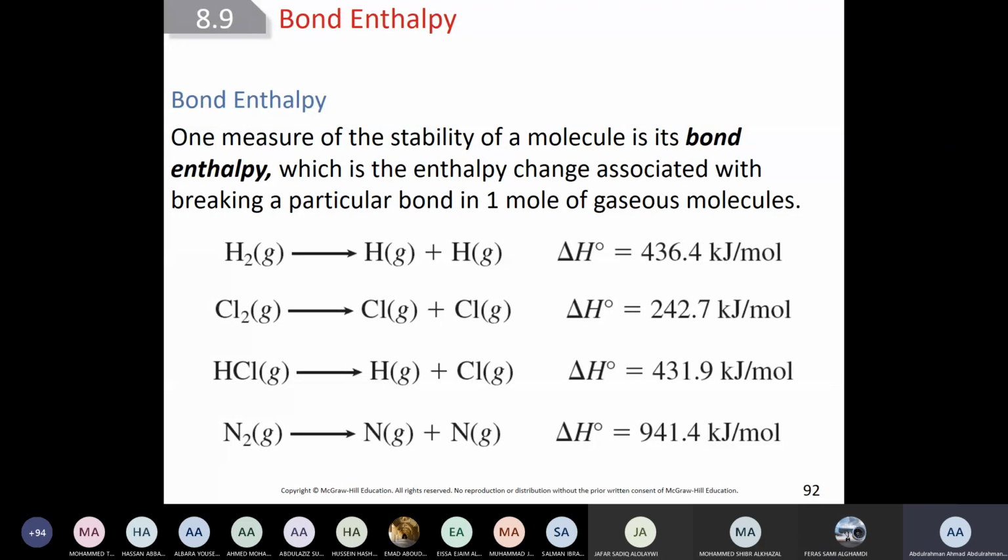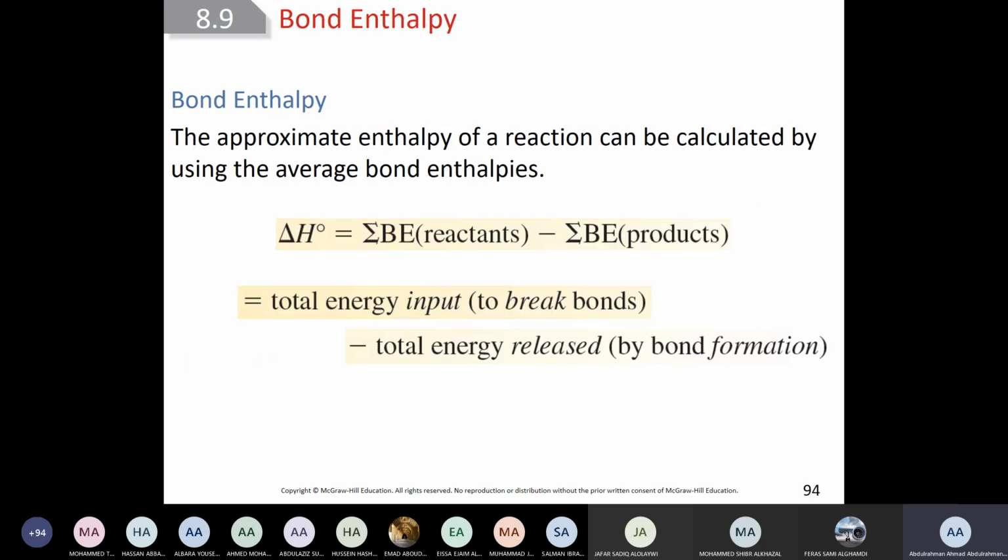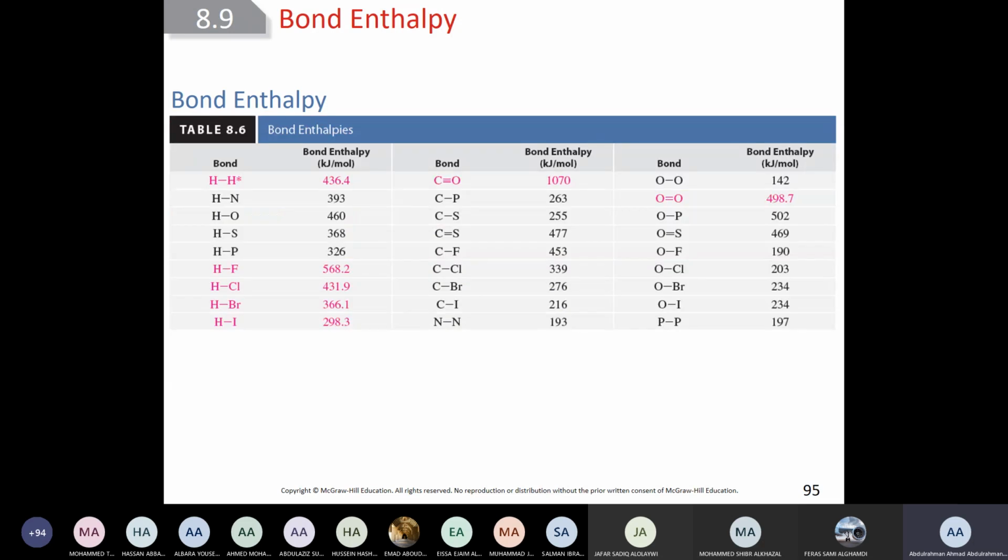Look at this. All of these reactions have been done and the heat calculated for each reaction like this. And we do it for so many things. The enthalpy has been calculated for so many molecules. Look at this table. This is the bond enthalpy for hydrogen. This is bond enthalpy for H-N, O-H, H-S, H-P, and so on. So the values are calculated for you. Is this clear?